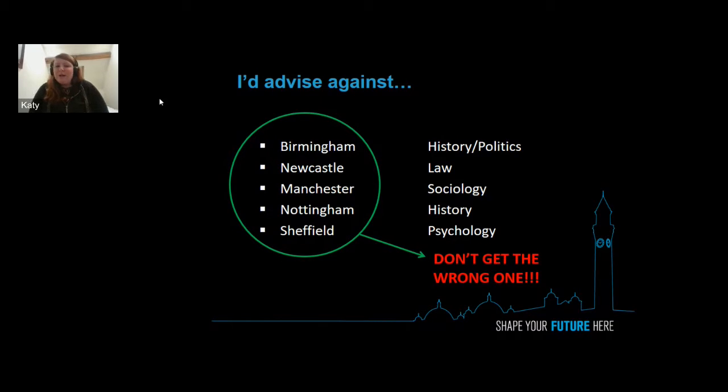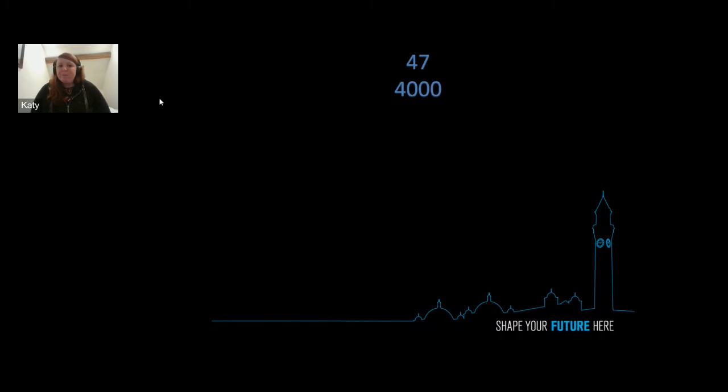It's not too difficult. We do have a UCAS code, so each university has a code as well as the name, but just make sure you get the right one. And it's the same for places like Newcastle, Manchester, Nottingham, Sheffield. They will all have more than one university, so make sure you put the right one on your UCAS form.